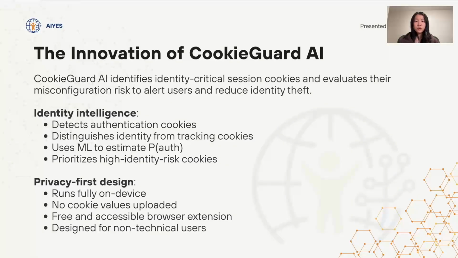However, existing tools fail to identify which cookies are actually identity critical and whether they are at risk. This is what my project CookieGuard AI focuses on: finding and classifying these identity critical cookies and alerting the users because of these risks.